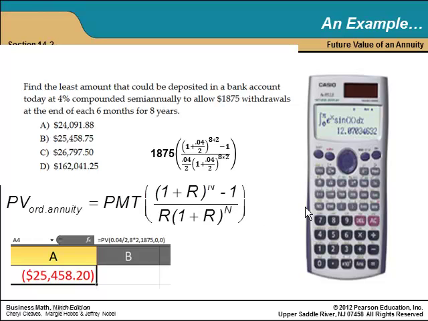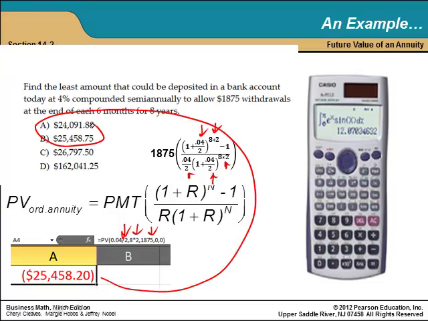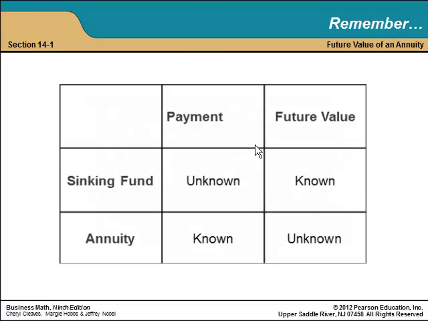Find the least amount that could be deposited in a bank account today at 4%, compounded every 6 months for 8 years. So there you see your 4% semi-annually, 8 years, $1,875. And if you notice, you're 20 cents off from their middle amount, and that's because they use tables in their questions, and we use Excel.